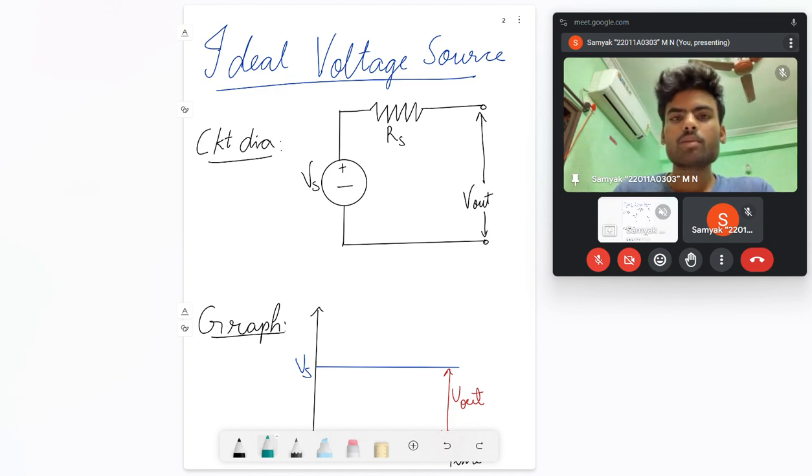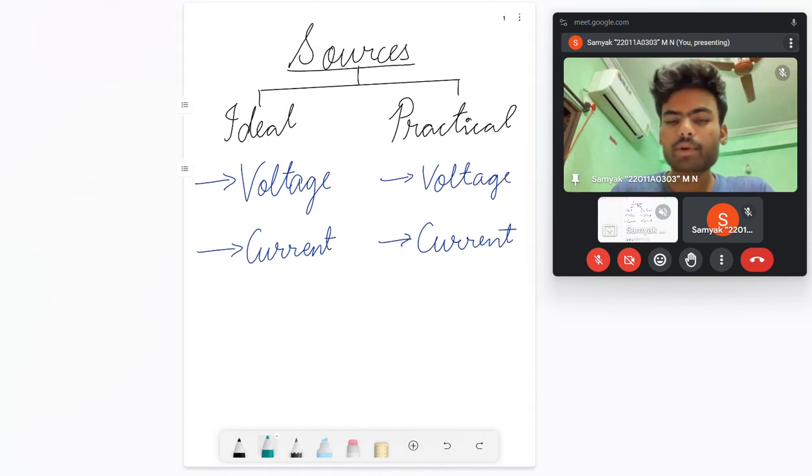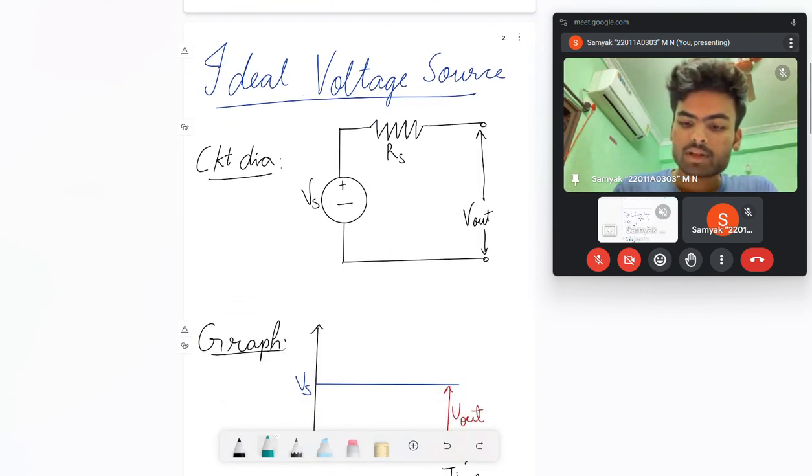Today, we will be learning about ideal and practical sources. There is an ideal voltage source and an ideal current source. There's a practical voltage and a practical current source. First, let us compare the voltage sources.